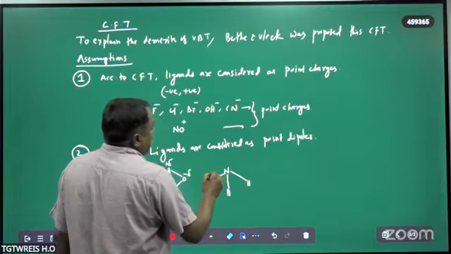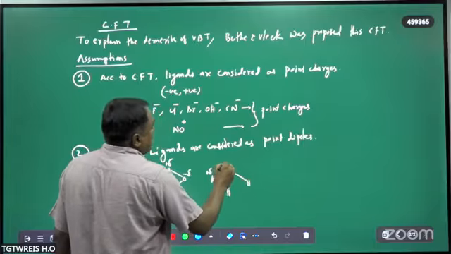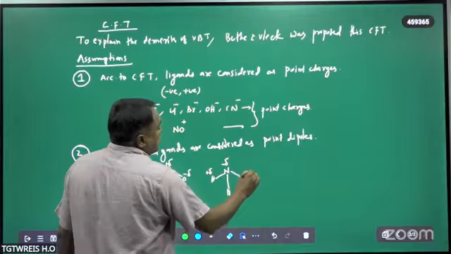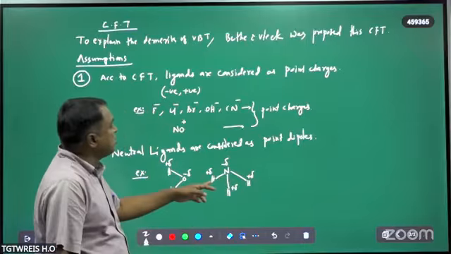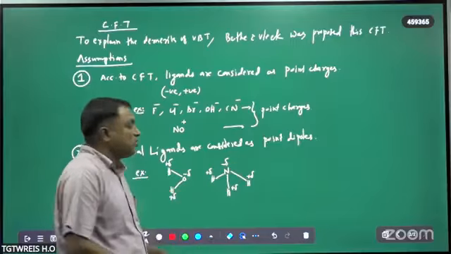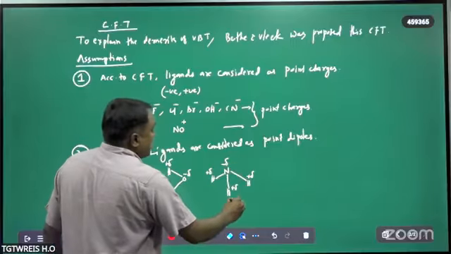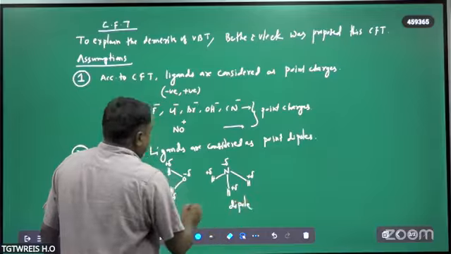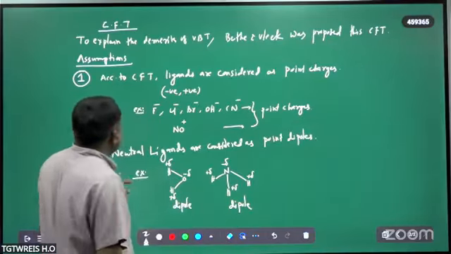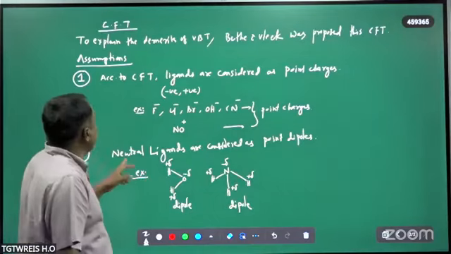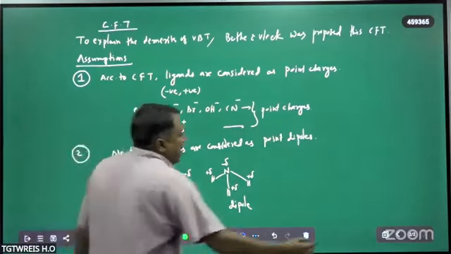Point charge. So this is the positively charged one. This is the negatively charged one. Positively charged. Therefore, positive and negative are there in this species. Therefore, it will be acting as what? A dipole. Therefore, both are dipoles. This is the dipole, or point dipole. This is the second assumption made by crystal field theory.